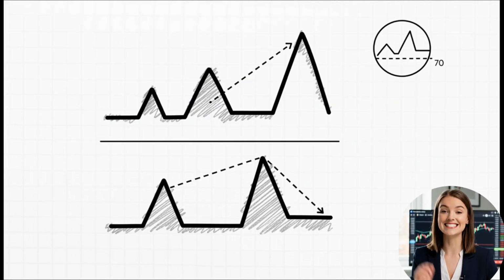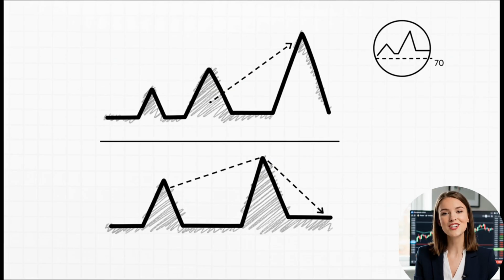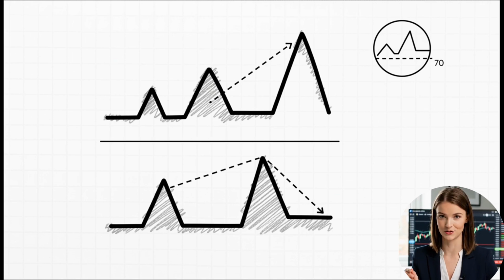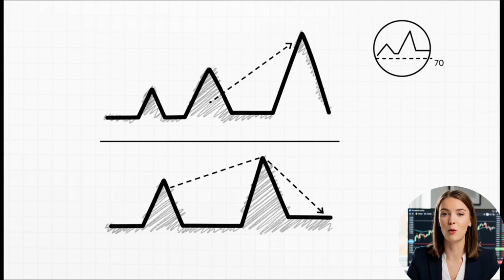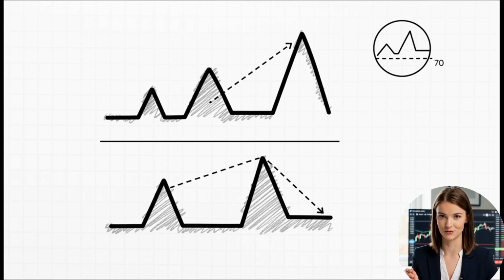And then we have indicators, like the RSI. It can help you see if the market is maybe overbought or oversold. But its real superpower is spotting something called divergence. This is when, say, the price on your chart makes a new high, but the indicator makes a lower high. It's a classic warning sign that the momentum is fading and the trend might be getting tired.